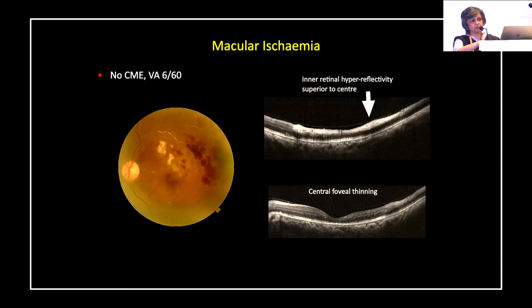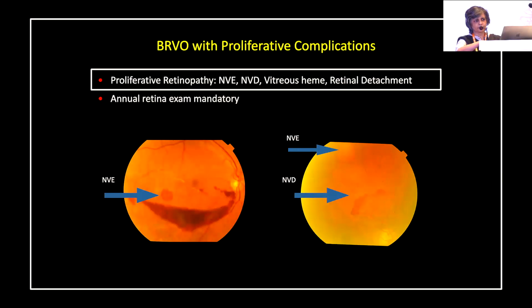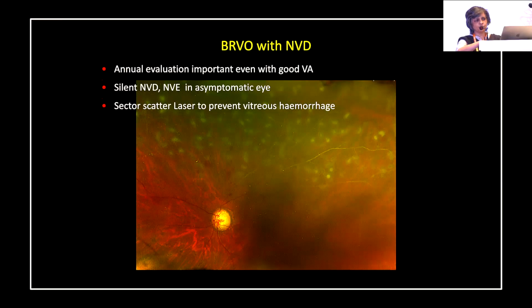Another problem is ischemia. There may be no edema, but you can see the hyperreflectivity on the OCT showing ischemia. So vision is not good, but there is no edema. BRVO can also present down the line after a few months with silent new vessels on the retina or the disc, and silent vitreous hemorrhages or massive vitreous hemorrhages. So every BRVO needs an annual checkup even if vision is good. That has to be emphasized.